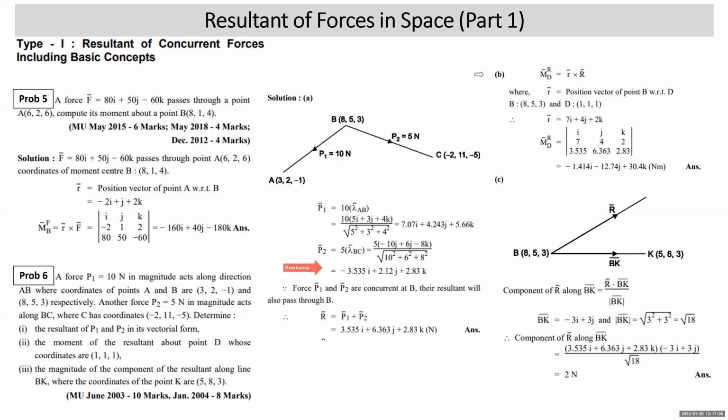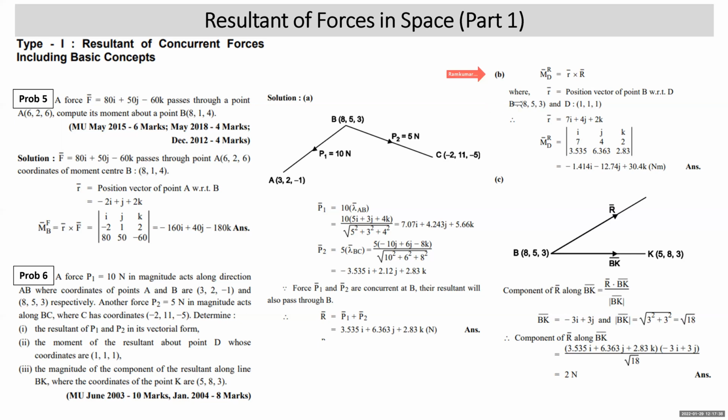Now, the second part of the sum: he is asking you to find the moment of the resultant about the point D having coordinates 1, 1, 1. So when the resultant force in vector form is ready, R bar is the position vector of point B. I cannot take A, I cannot take C, because B is the only point on the resultant. As forces P1 and P2 are passing through point B, the resultant will also pass through point B.